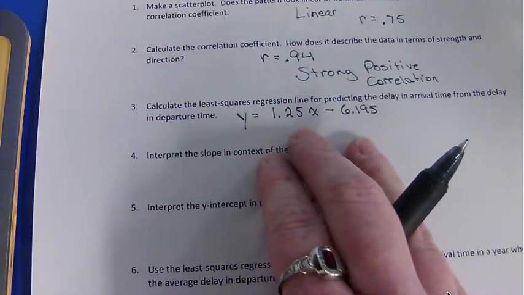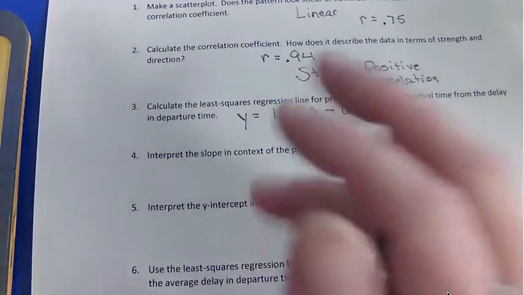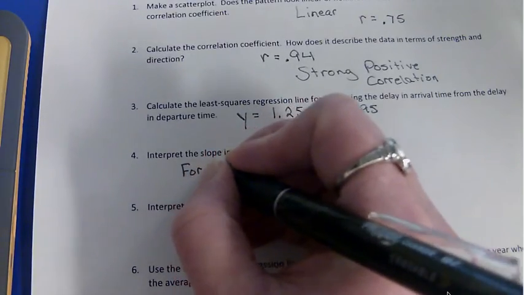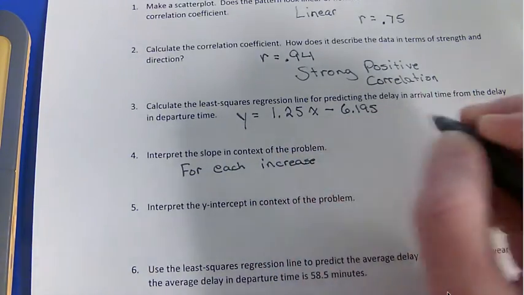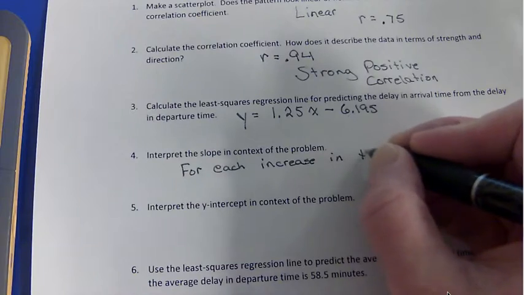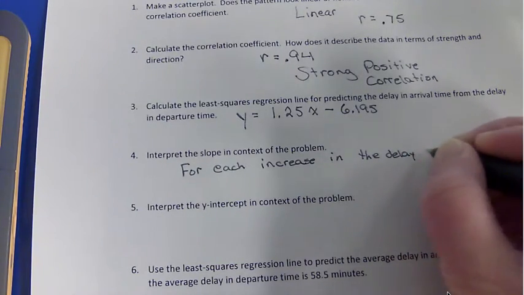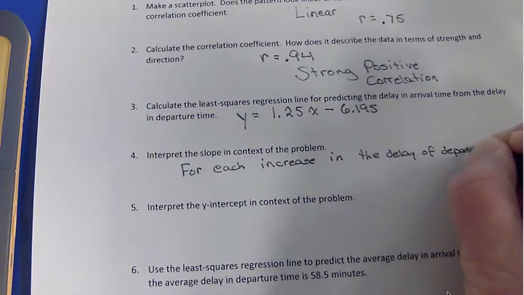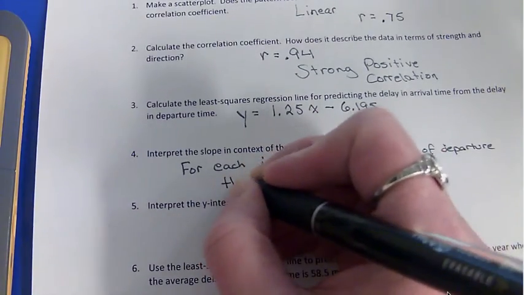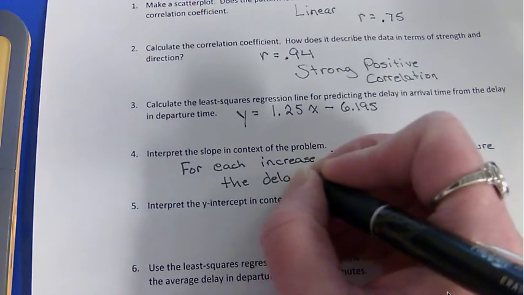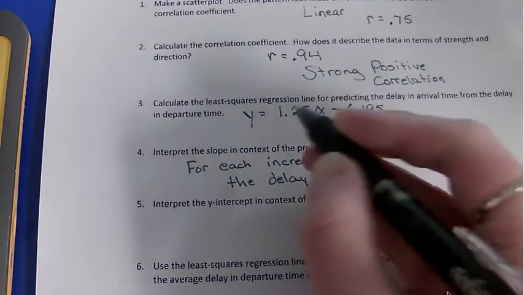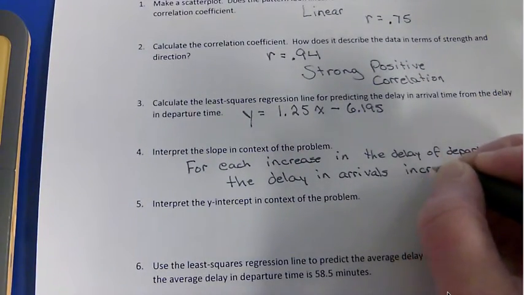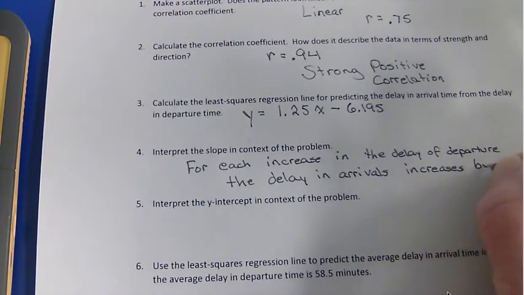Interpret the slope, so 1.25. This means for each increase in X, so each increase in the delay of departure, the delay in arrivals, and it's positive, so it increases by 1.25 minutes.